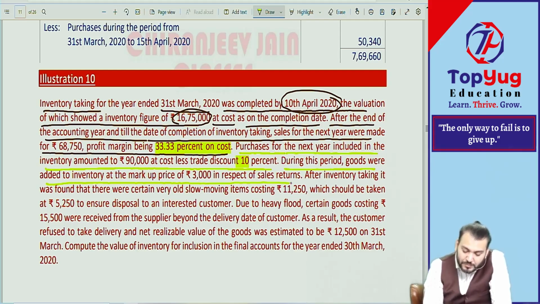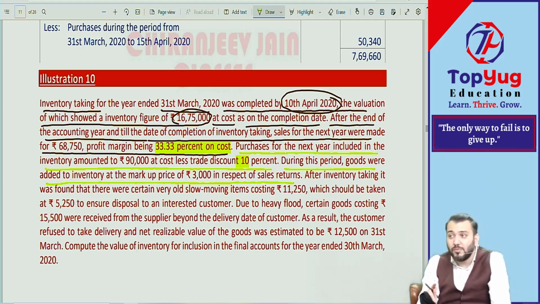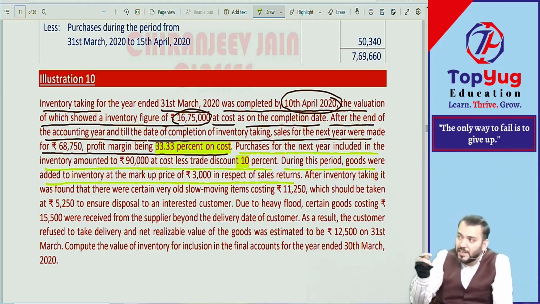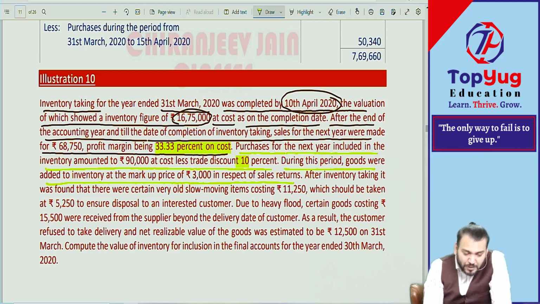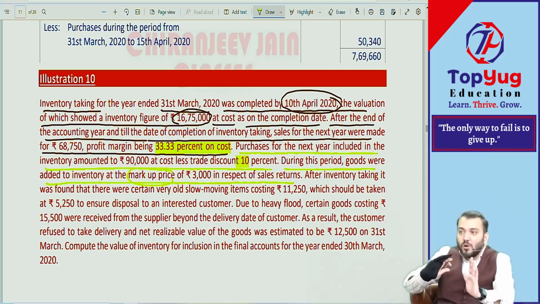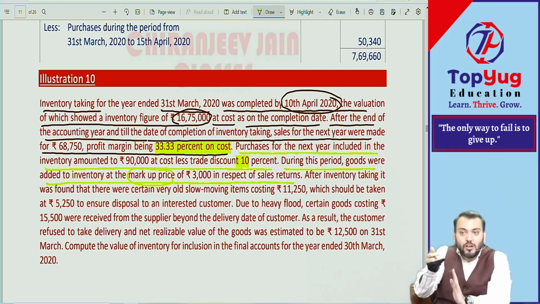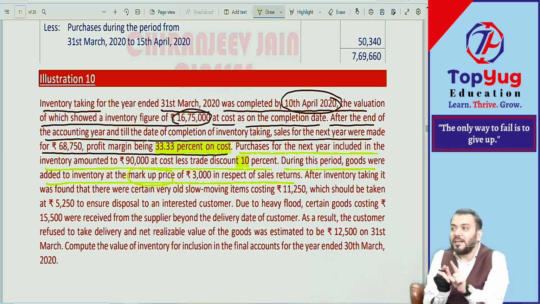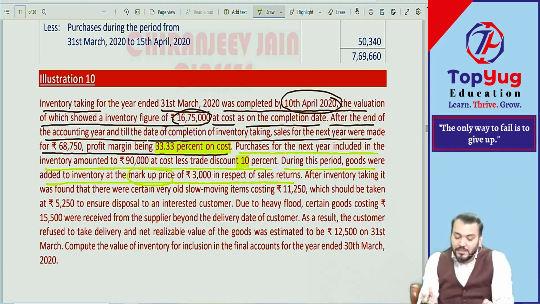During the period, goods were added to the inventory at a markup price of 3,000 in respect of sales return. So once sales return is done, goods will be added. At what price? 3,000. At a markup price means what? Markup means the cost has been increased by profit margin. We have added something to cost. So markup price means sale price.